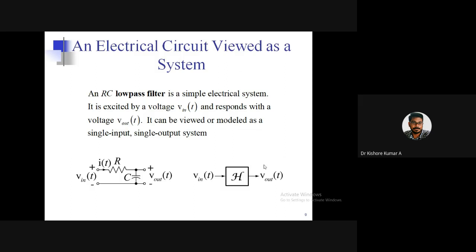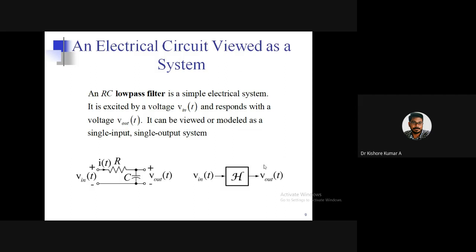Whenever you mention the voltage signal and current signal in terms of t, it is for continuous time signals. A continuous time signal is applied to the system. This is a simple electrical system which consists of a resistor and capacitor. It is an RC low pass filter, and the circuit is excited by the input voltage V in of t, and for the corresponding V in of t, you will get the output response. The output signal is V out of t, and i(t) is the current flowing through the resistor.